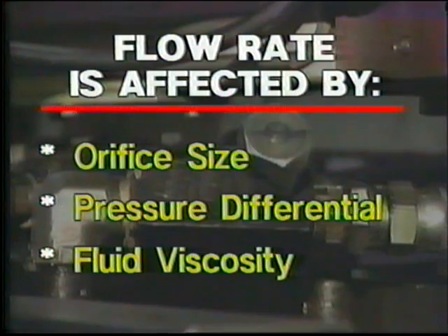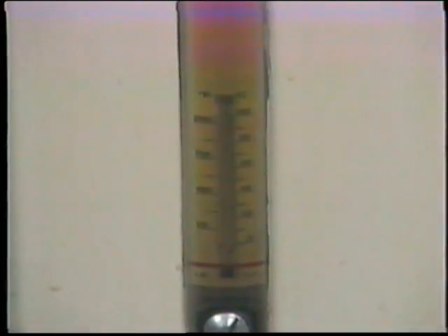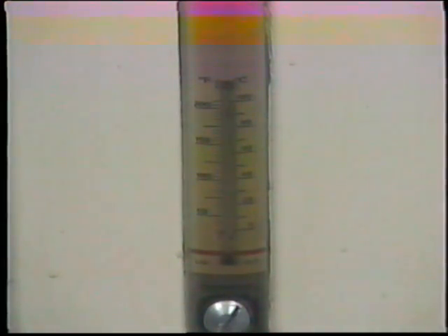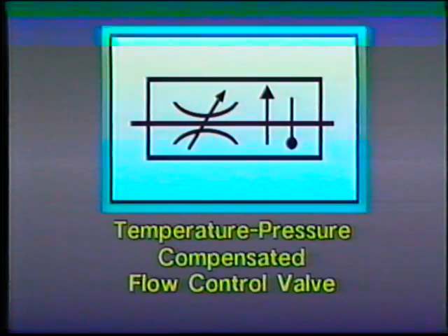So far, we've discussed two of the three main factors that affect flow: orifice size and the pressure differential across the orifice. The third is fluid viscosity. We learned in an earlier lesson that viscosity varies with changes in temperature. As fluid gets hotter, its viscosity decreases, and more of it flows through the orifice. As fluid gets cooler, its viscosity increases, and less of it flows through the orifice. To handle the effects of temperature variations on fluid viscosity, a device called a temperature compensator can be incorporated into the pressure-compensated flow control valve.